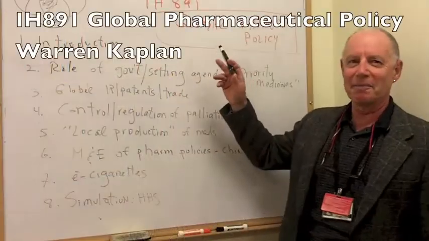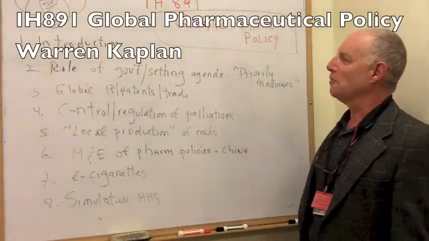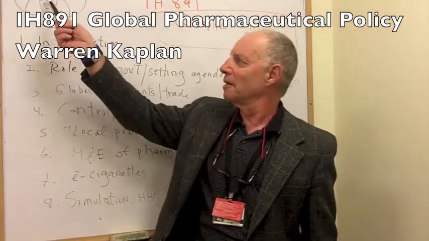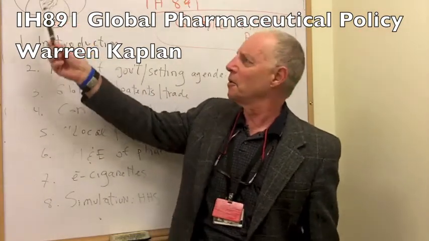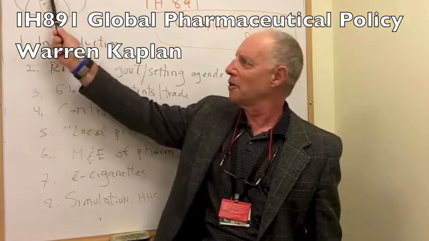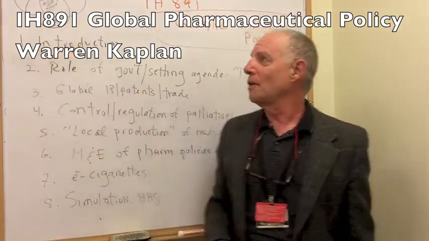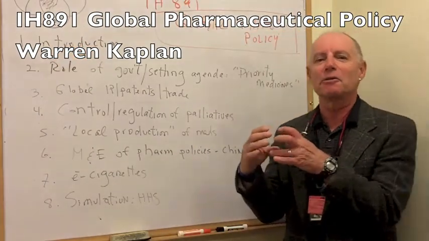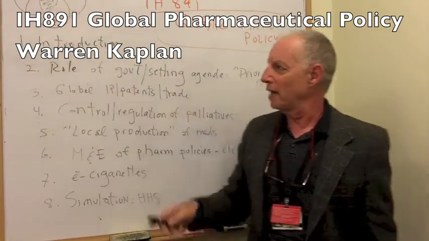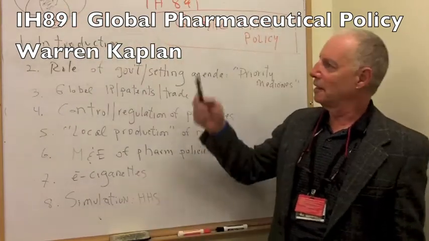Hi, this is Warren Kaplan. I'm teaching 891 Global Pharmaceutical Policy. You and I and everybody else in the world who studies global health is right in the middle between process, policy, and politics. And I think we all have to be comfortable with being in that intersection of those 3 circles. This course is about how to deal with that. There are 8 sessions. It's 2 credits.